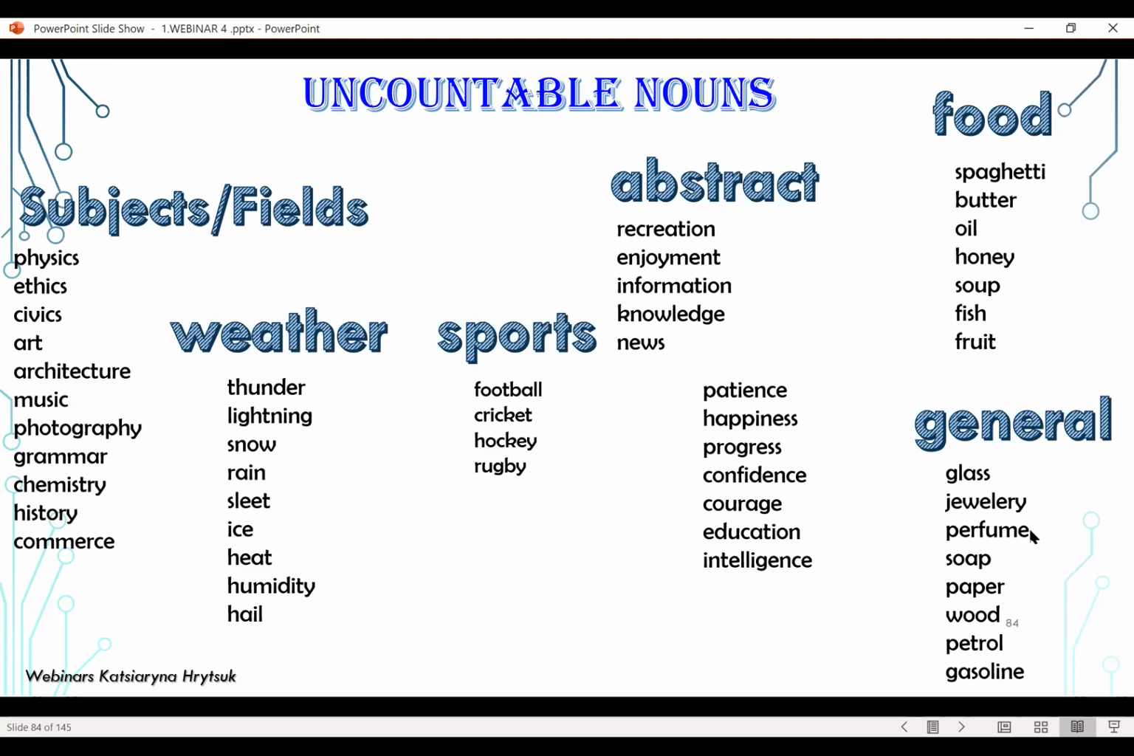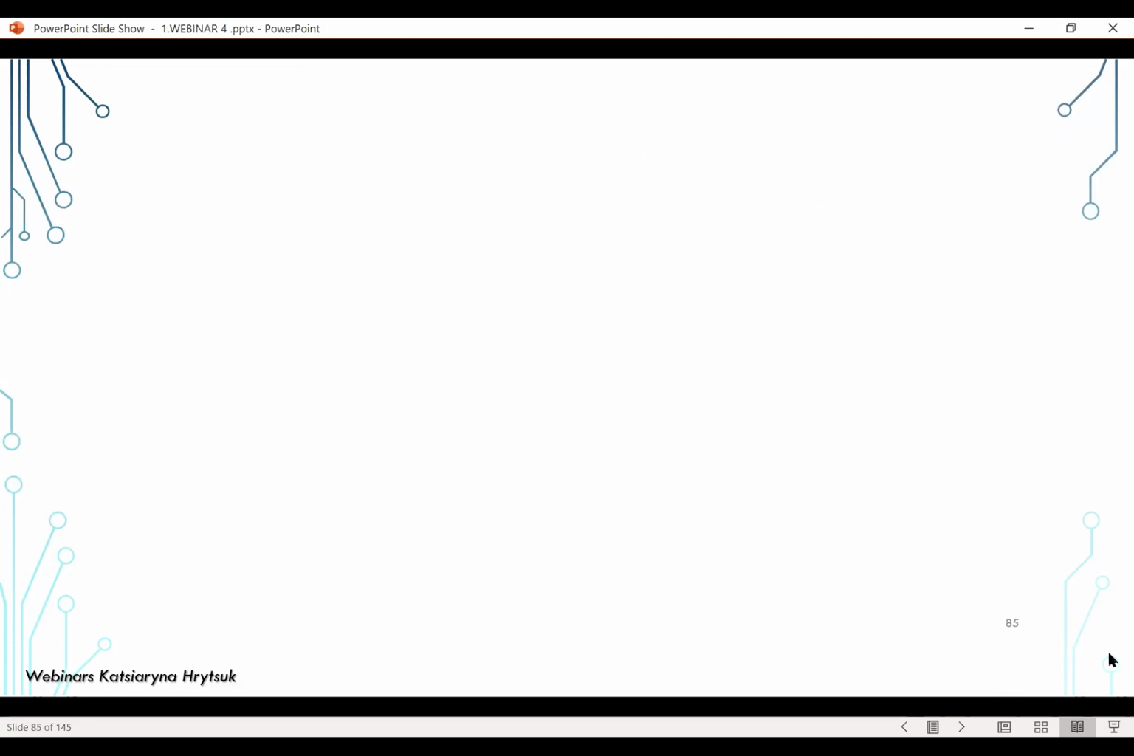Emilia, perfume? Perfume, soap, paper, wood, petrol, gasoline. Yes, gasoline. Okay, so they're the same, they're synonyms. Petrol, gasoline, paper, wood, perfume, soap, but not soup. Be careful. Here's soup and here's soap. Okay, so these are uncountable nouns.